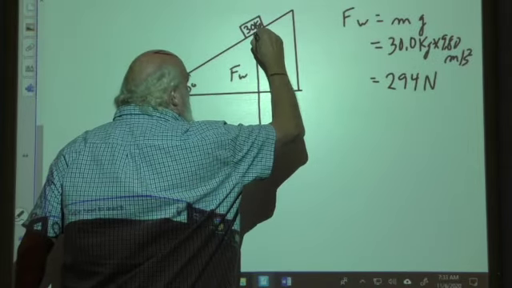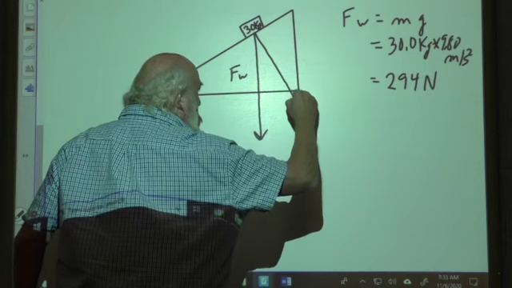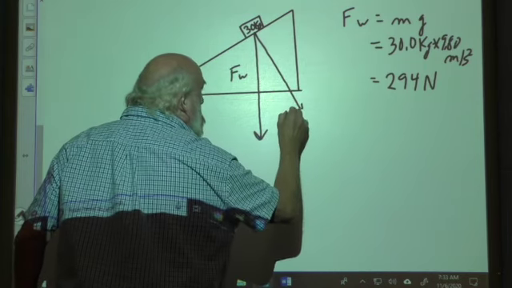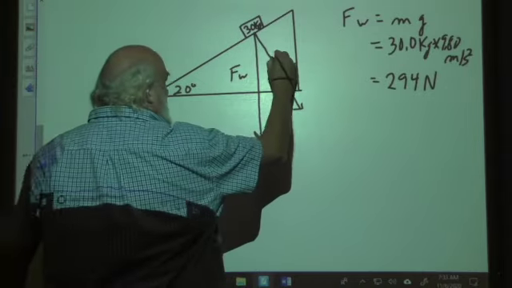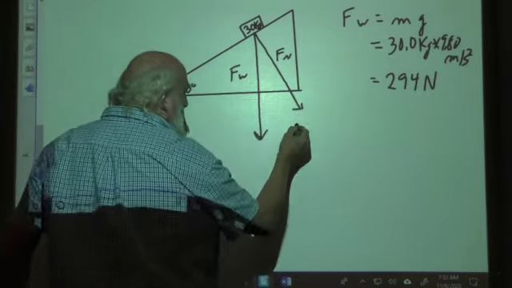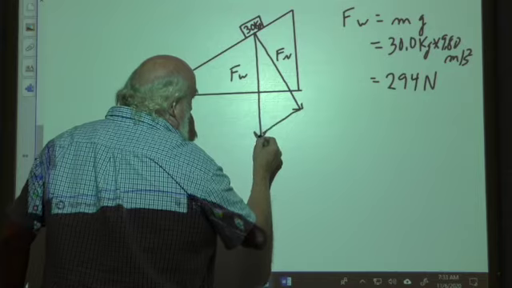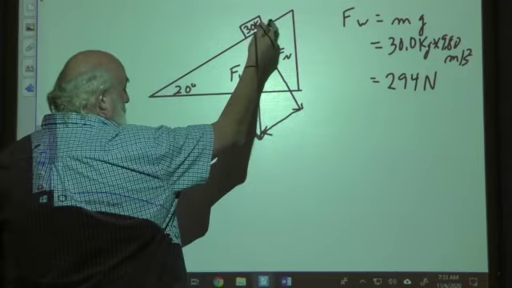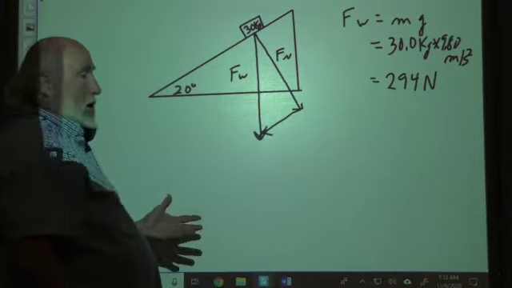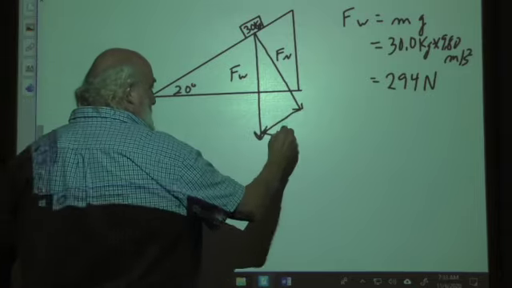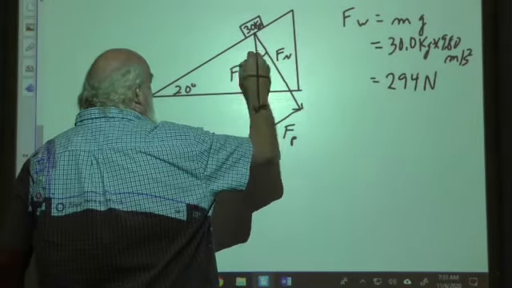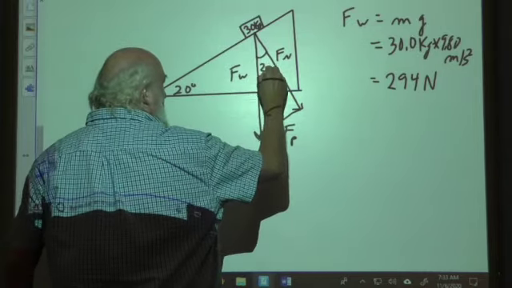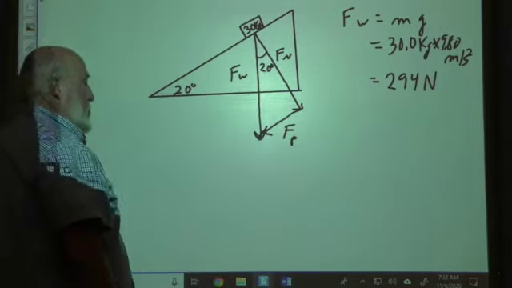Then we have the normal force right here. Okay, so that's Fn right here. And this is Fp right here. And it's P because it's parallel to this, even though my drawing kind of stinks. But this is Fp right here. And this is the angle right here. That's the same as this. So that's my 20-degree angle.